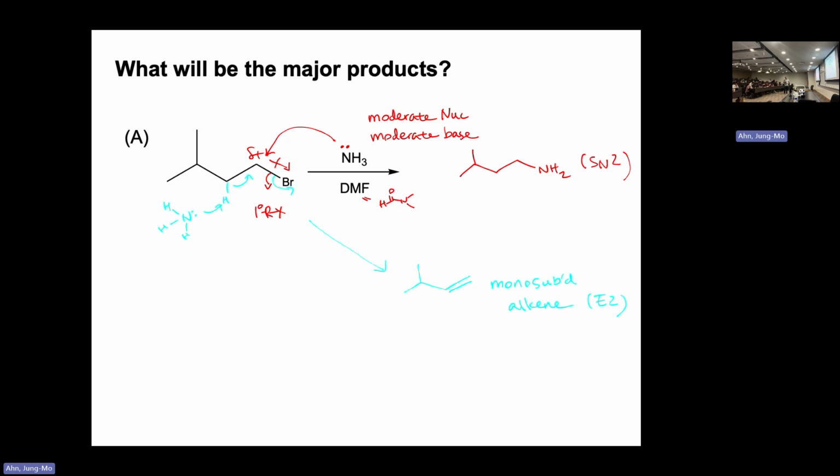Some of you may think that, oh yeah, this proton will be picked up by the base and you get a double bond formed. Yeah, sure, it's possible, but that's going to be a really, really minor product, because this is a primary alkyl halide, not a really good substrate for the E2 elimination. So I don't think that is something you should consider.